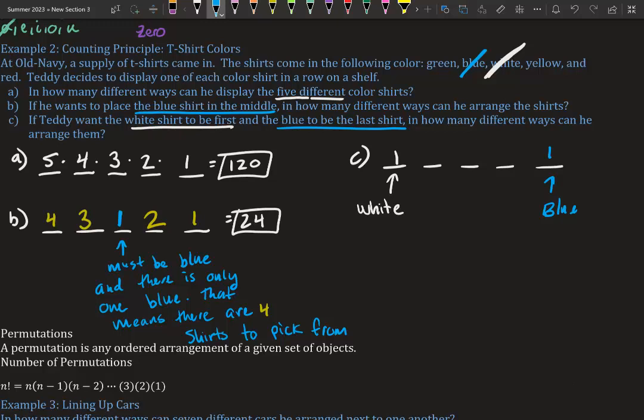So let's figure out how many left over we have. We have 1, 2, 3 left over. We have green, yellow, red. So we have 3 to pick from. Let's say we put down a green. That means we have two to pick from. Let's say we chose yellow. That means we only have one to pick from. So 1 times 3 times 2 times 1 times 1, we get 6.